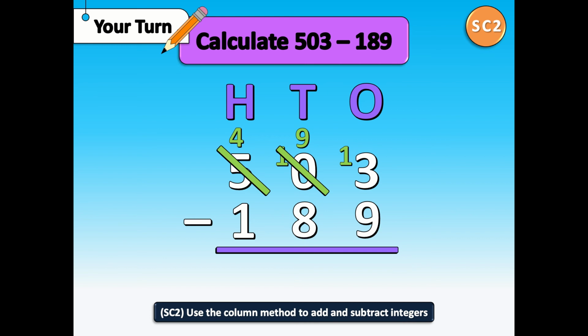13 take away 9 is 4. Then we move on to the tens column. 9 take away 8 is 1. Then we move on to the hundreds column, and 4 take away 1 is 3. So our answer is 314.